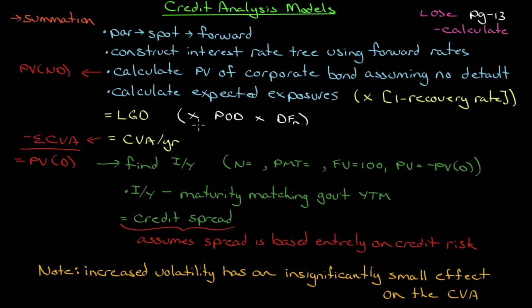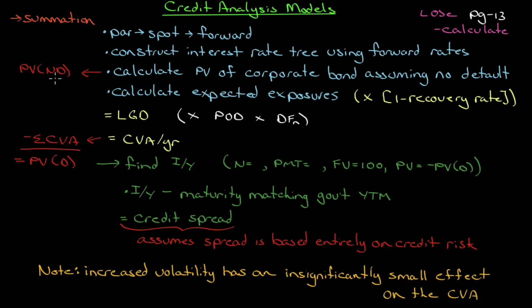Multiply our loss given default by the probability of default. That will give us our expected loss multiplied by the discount factor. That will give us the present value of our expected loss. We sum all of those up and we'll get the credit valuation adjustment. So this will give us the credit valuation adjustment per year. The sum of them all will give us the credit valuation adjustment.